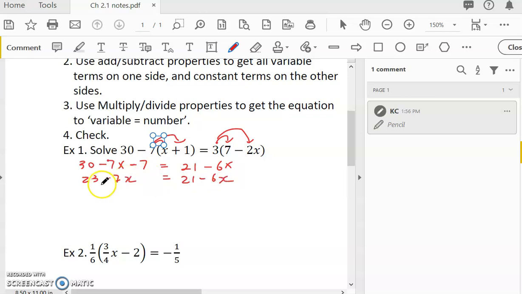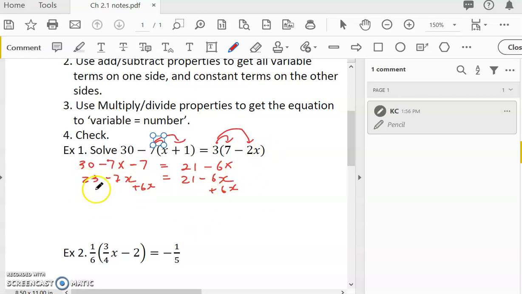So I have x on both sides, and numbers on both sides. I have to make sure that they are all on one side. So I would add 6x on this side, add 6x on this side. So the x is on that side, but then the number would be on this side.